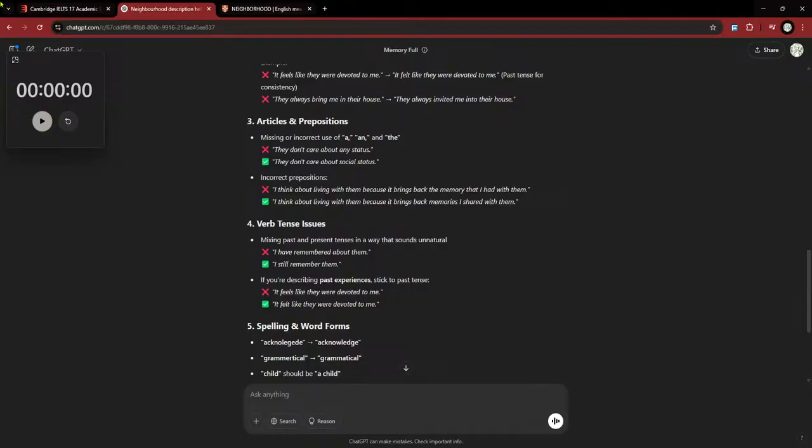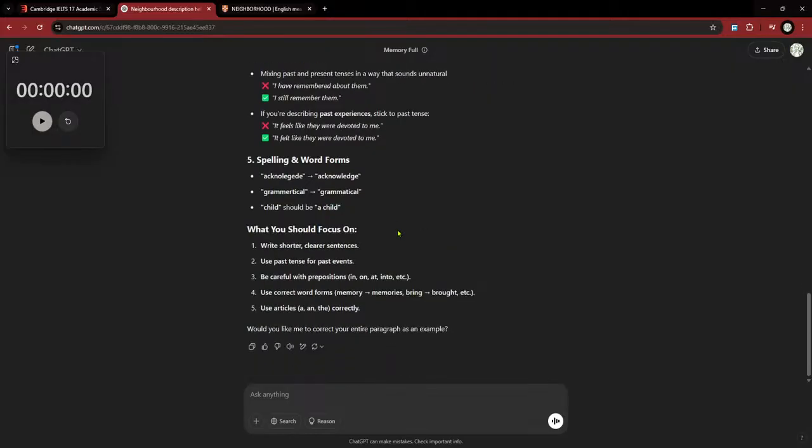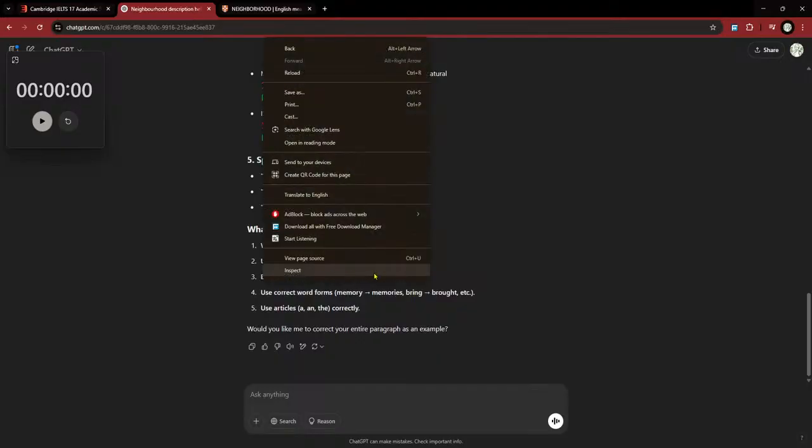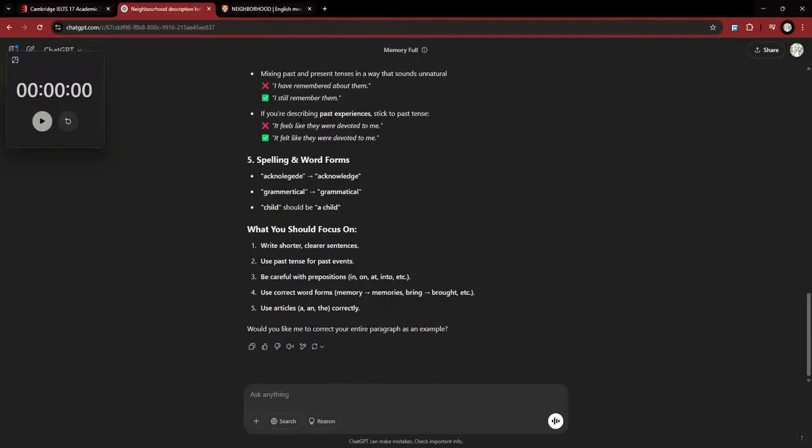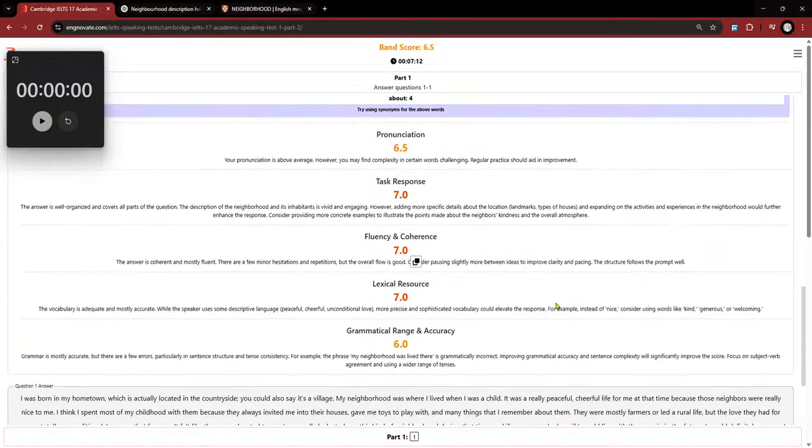Mixing past and present tense in a way that sounds unnatural. "I have remembered about them." Better: I still remember them. Okay. If you're describing a past experience, stick to the past tense. It felt like they were devoted to me. Spelling. Shorter, clearer sentences. Use past tense for past events. Be careful with prepositions. Use articles correctly. Okay, I got 7.5.